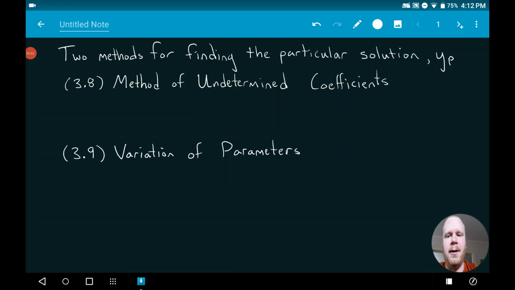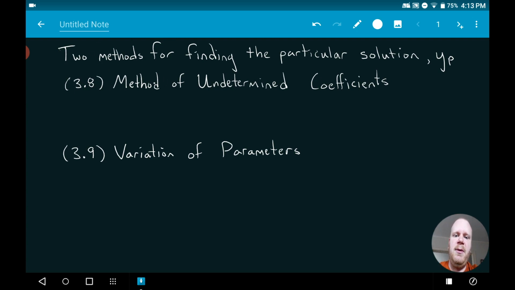Good afternoon. This is the 3.9 video about variation of parameters, and that's officially what this video is about, but I thought I would give you some context for what variation of parameters is. So in this book, we have two methods for finding the particular solution. That's our YP. That's half of our general solution.